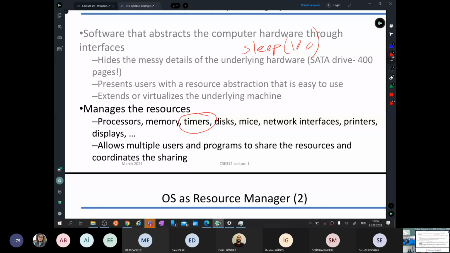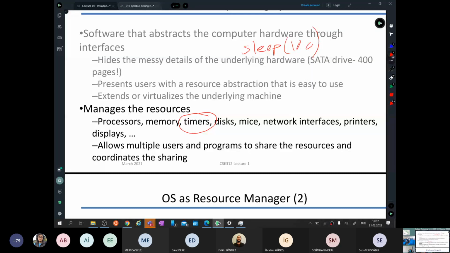Okay, timers are important. And the other stuff, for example, the disks, mice, network interfaces, printers, they all have their own ways of running, and the operating system knows about them. But usually I don't care, okay? All I care is I just say sleep, that's it. I know that after 100 milliseconds, I will continue, and I don't care how it is done.